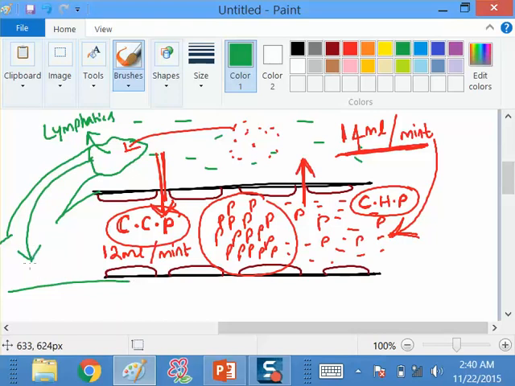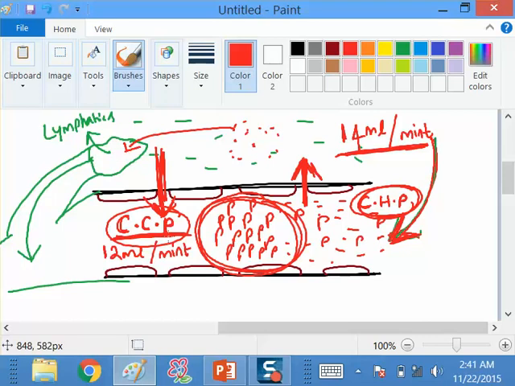Once again I am telling, because of the capillary hydrostatic pressure, the fluid goes out to the interstitium from the capillary. Because when the fluid goes out, the proteins become more in the capillary. That will create a pressure called capillary colloid osmotic pressure. Osmosis means pulling the fluid. That will pull the fluid from the interstitium to the capillary.